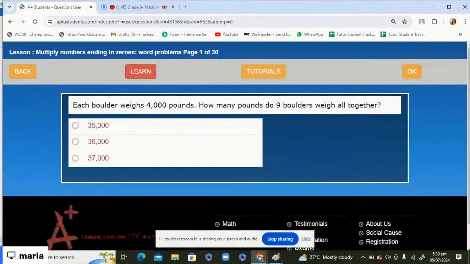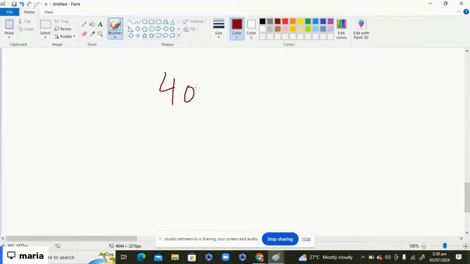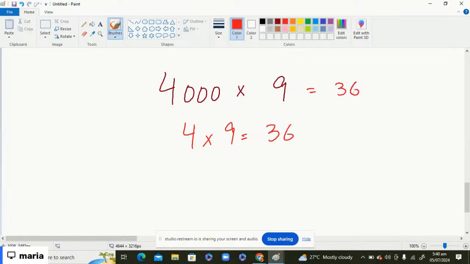Each boulder weighs 4,000 pounds. How many pounds do 9 boulders weigh all together? So just simply multiply 4,000 with 9. Let's check how to multiply it. There is 4,000 and here is 9. What do we do first? We take the non-zero digit. It's only 4 times 9. That is 36. Putting it here, 36. How many zeros? 3 zeros. 1, 2, and 3. That is 36,000.